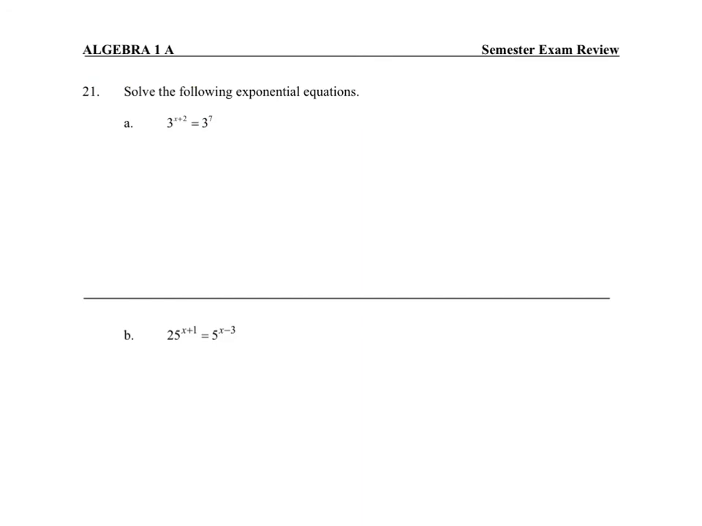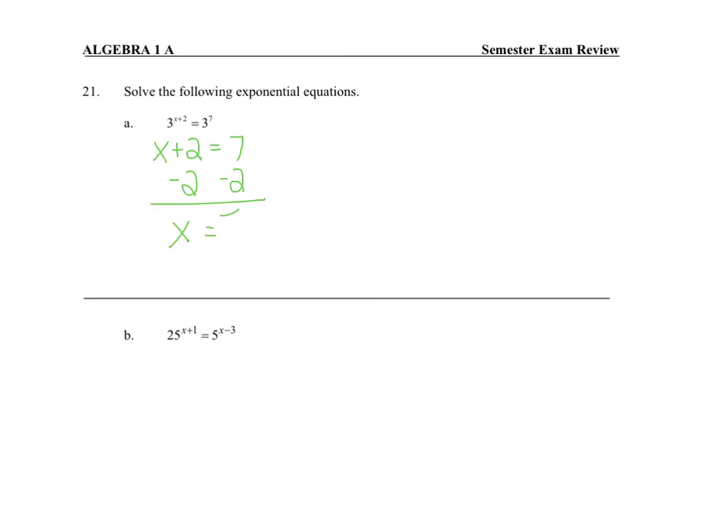Question 21. Solve the following exponential equations. So our goal is always to have our bases be the same. So I have 3 to the x plus 2 equals 3 to the 7th. My bases are the same, which means I can set my exponents equal to each other. So x plus 2 equals 7. I'm going to take away 2 from both sides.